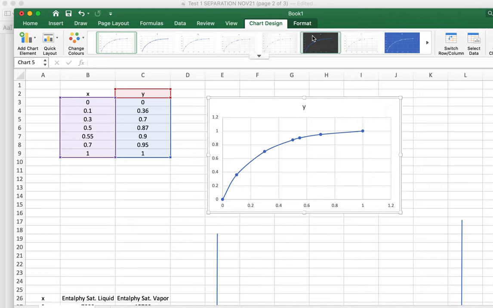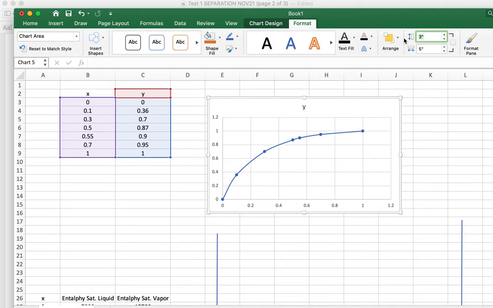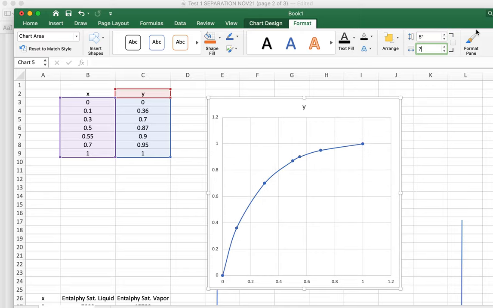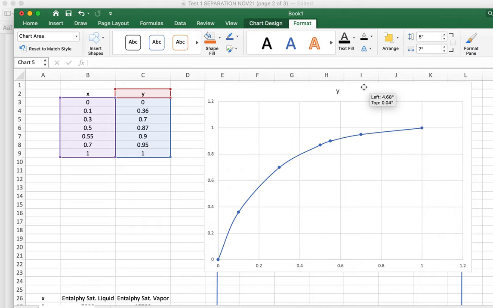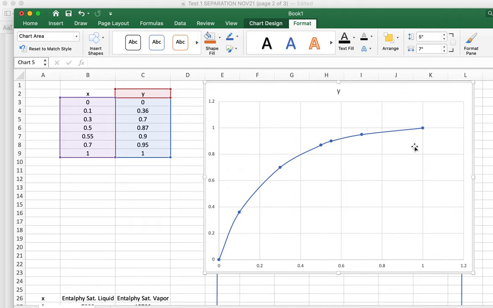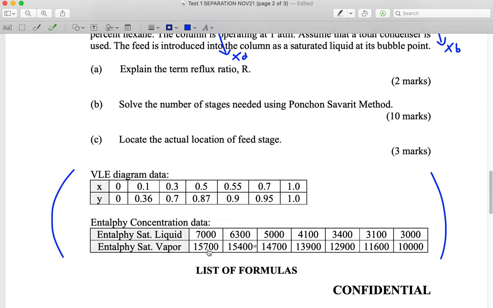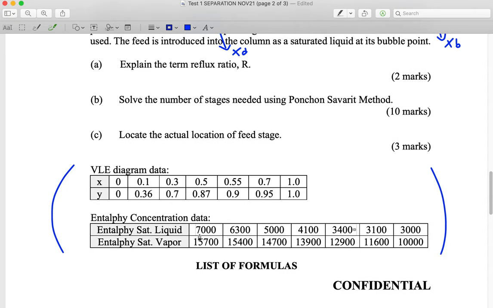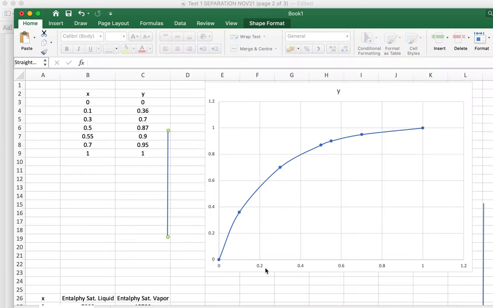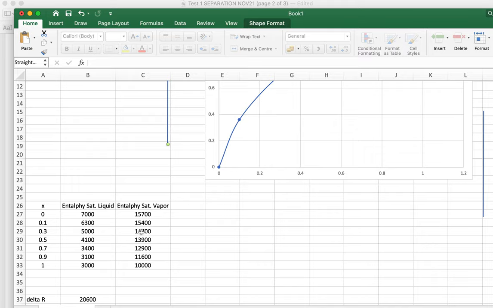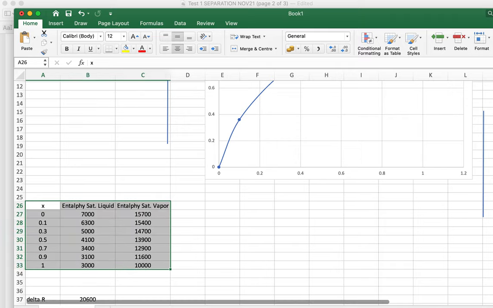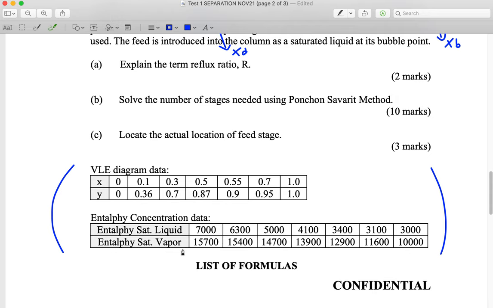Since our graph is pretty small, I will increase the size. Normally I will increase it to 5 to 7 inches. It is the right kind of size to plot the stages later. Secondly, we will copy the data for the enthalpy saturated liquid and enthalpy saturated vapor. The first column is missing in the question. Actually you need these three columns to plot the second diagram. So maybe I have missed out the data here. I will put it in later.